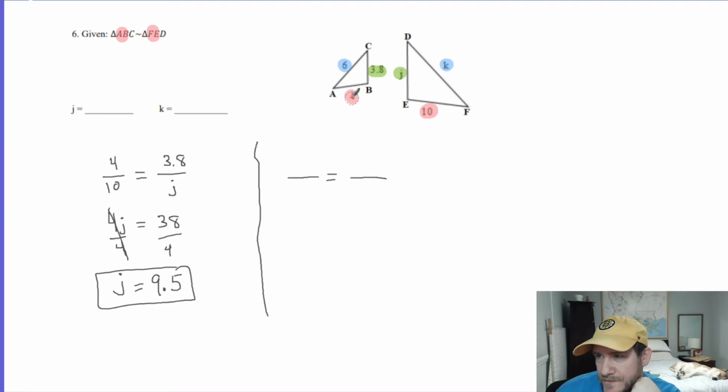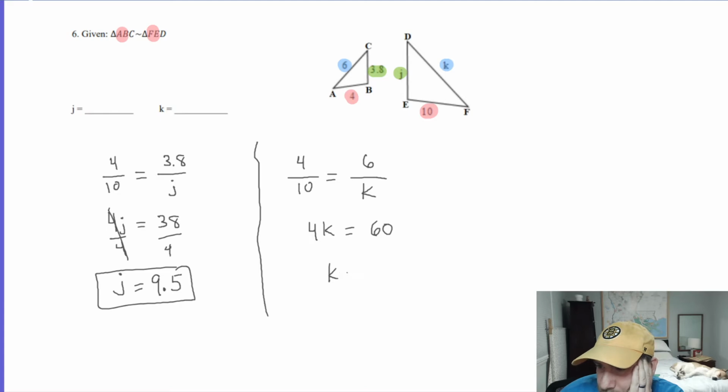Alright, to solve for K, again, we set up basically the same proportion. I still think you're using the 4 over the 10. And then to solve, this time we're using the blue sides. So it's still going to be 6 in the numerator and K in the denominator. So cross multiply this time and you get 4K equals 60. And this time K does come out nicely and cleanly. It's going to be exactly 15.